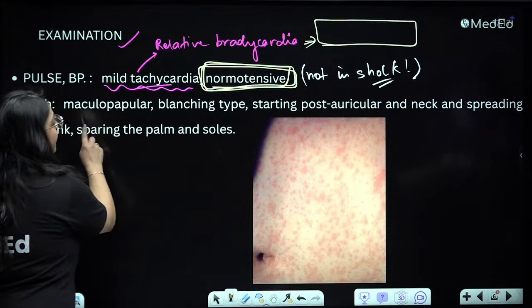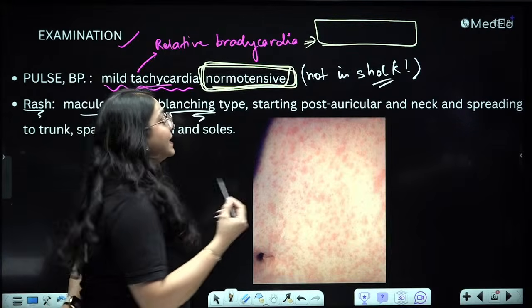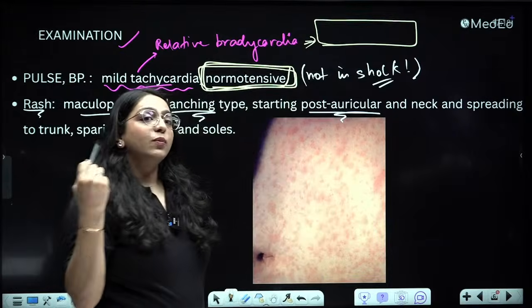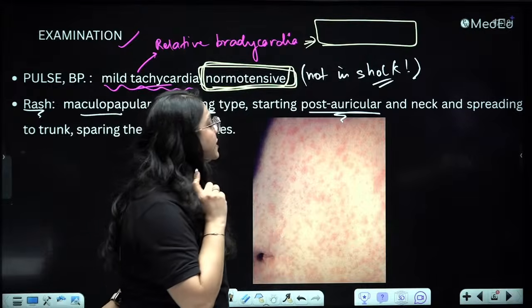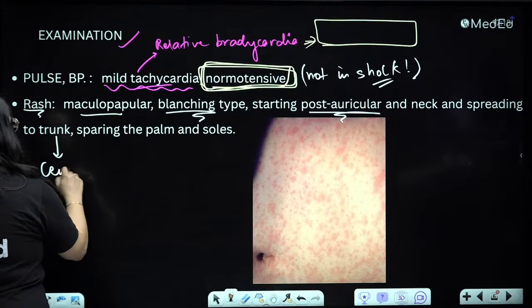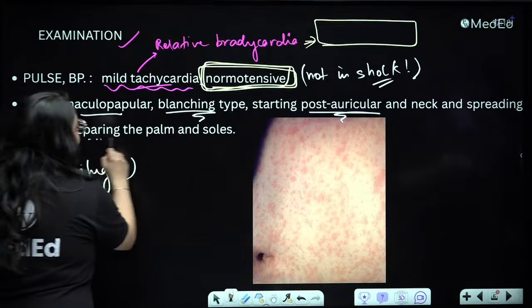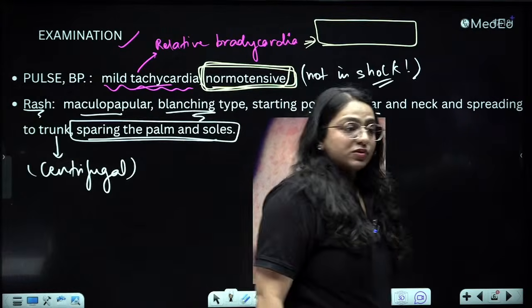Then I look at the rash further. I see that it is maculopapular, it is blanching type, and I noticed that it had started in the post-auricular region also, not just in the neck. When I look behind the ear of the patient, there were rashes behind the ear, and it is spreading to the trunk. So I understand that this is what kind of a spread. This looks like a centrifugal spread sparing the palm and soles.